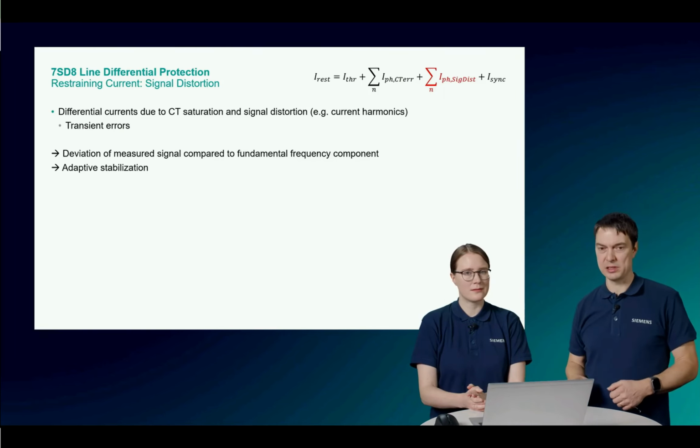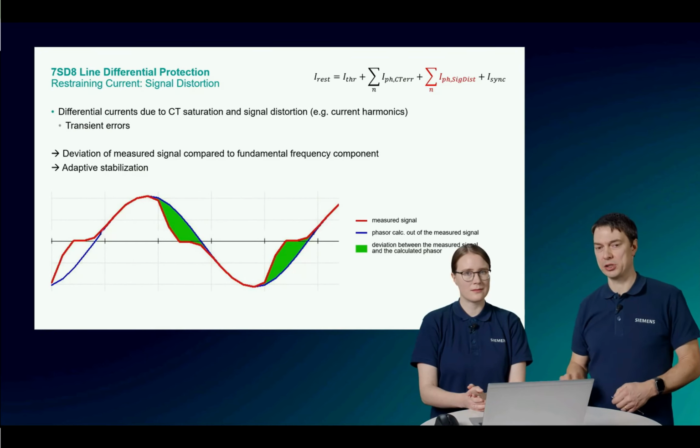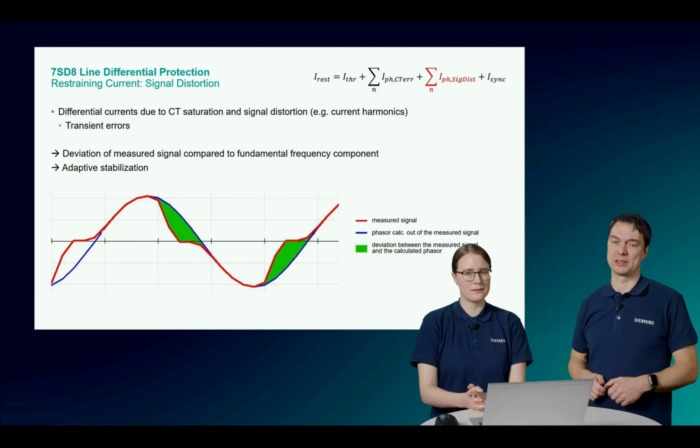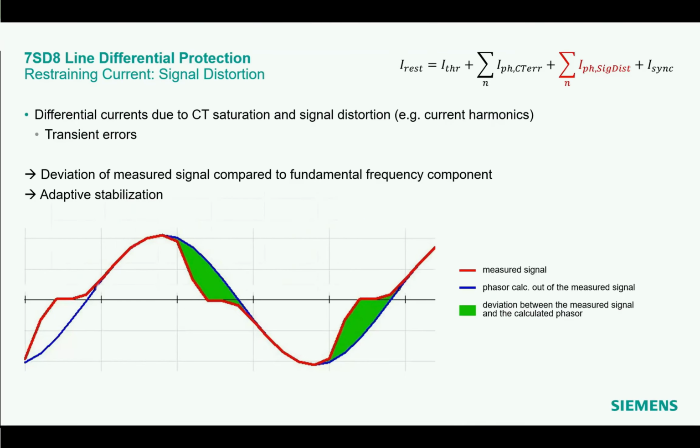What is meant by this? If you have a CT saturation, and this is an example, this red curve would be a secondary signal of a CT with CT saturation. You see that in parts of the current waveform, the current gets to very low values, while the blue curve would be the ideal sinusoidal current signal.